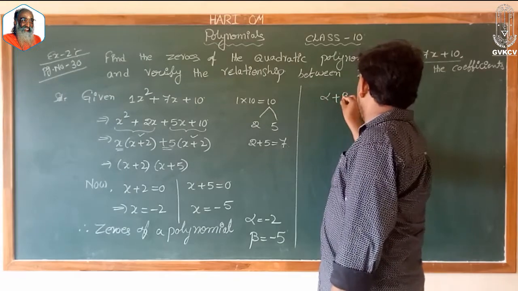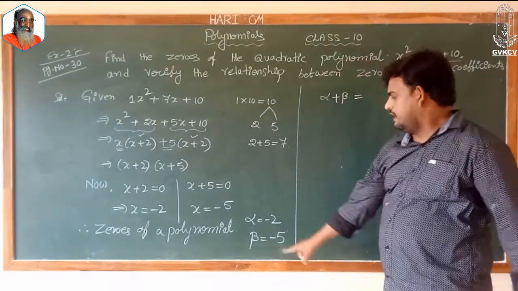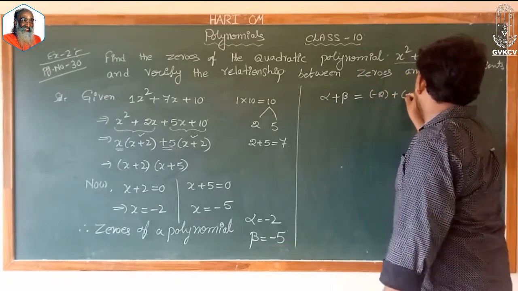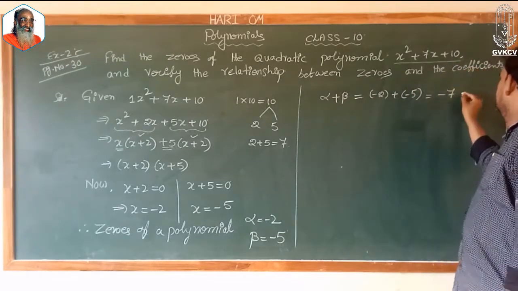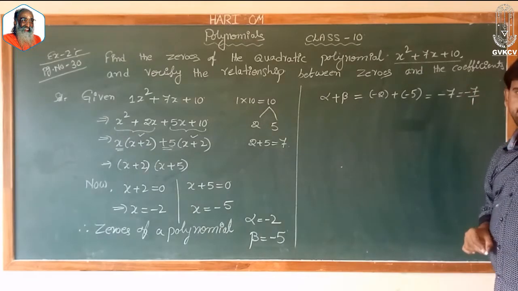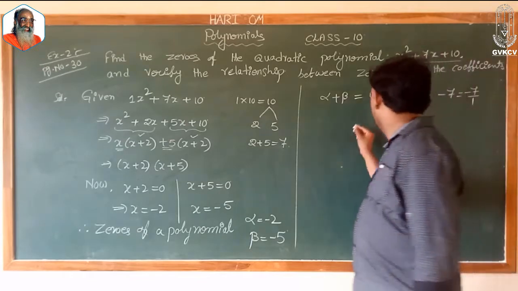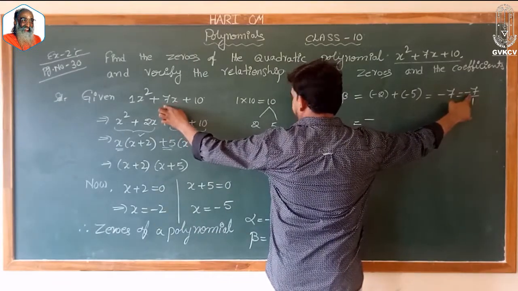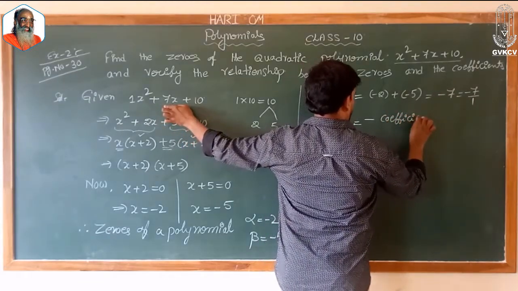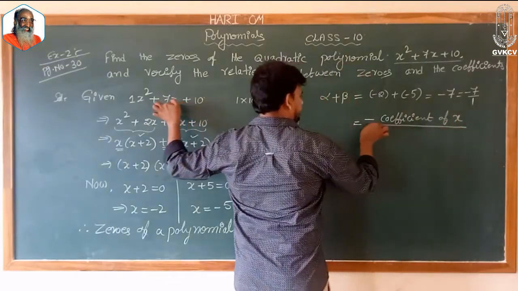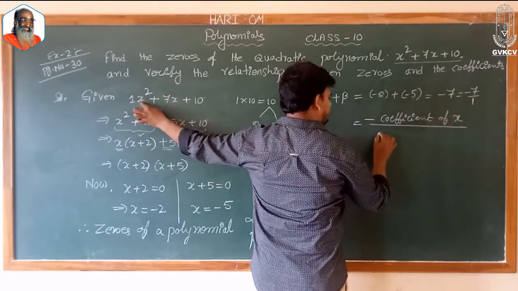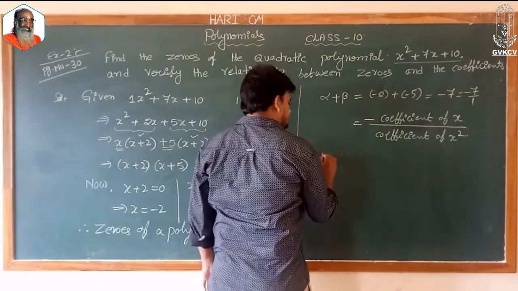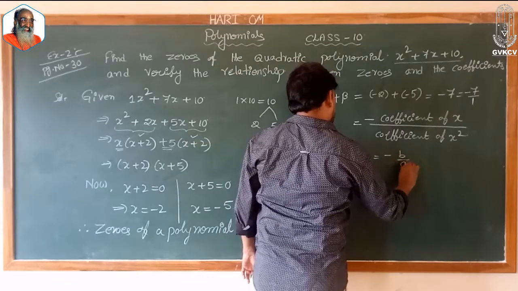So sum of the zeros, alpha plus beta. What is the value of alpha? Minus 2. What is the value of beta? Minus 5. So minus 2 plus minus 5 gives minus 7. It can be written as minus 7 by 1, which is equal to minus 7. What is 7 here? The coefficient of x. And what is 1 here? The coefficient of x square. So alpha plus beta is nothing but minus b by a.